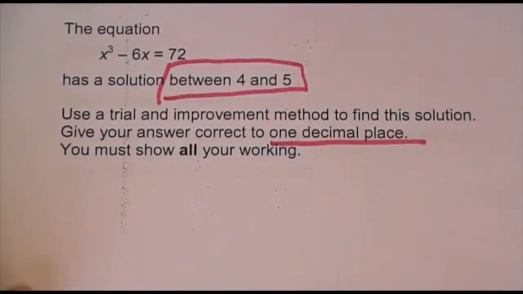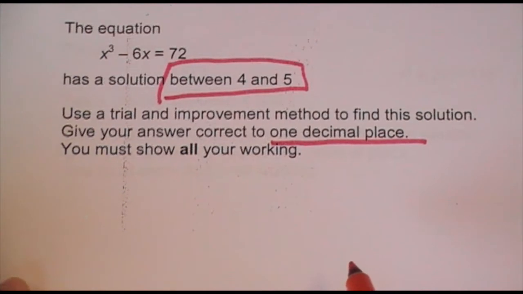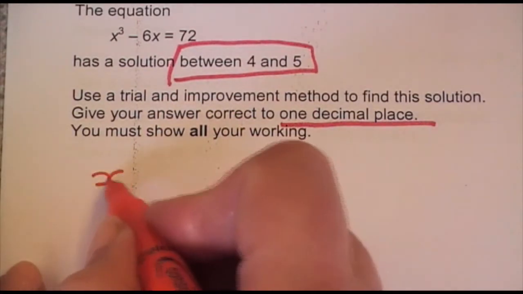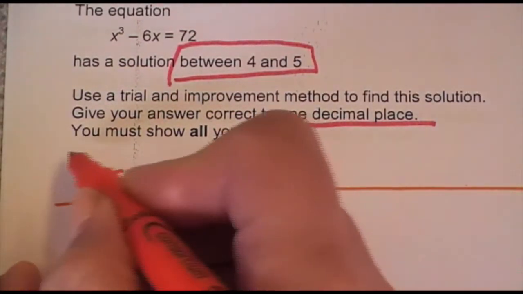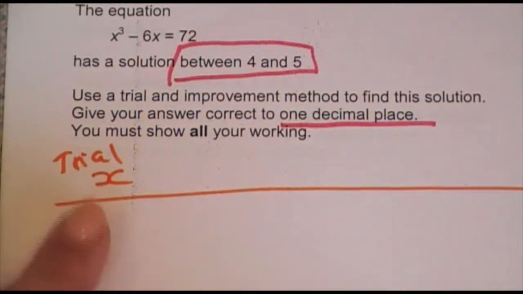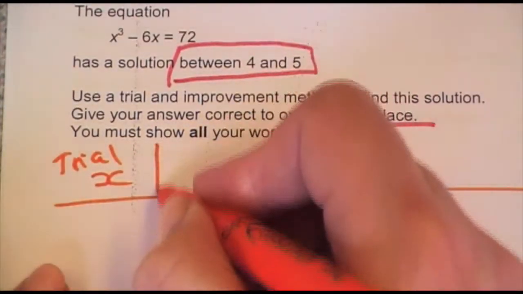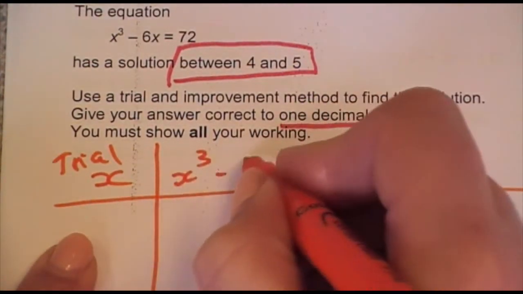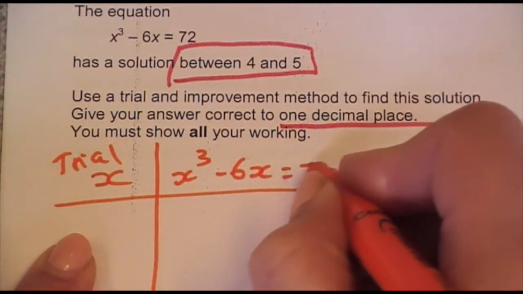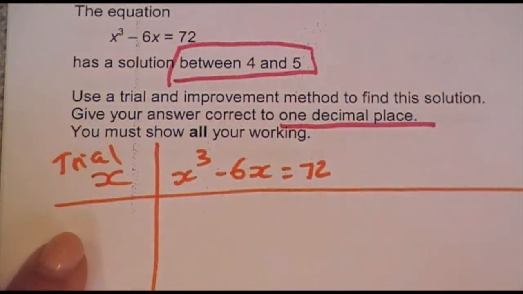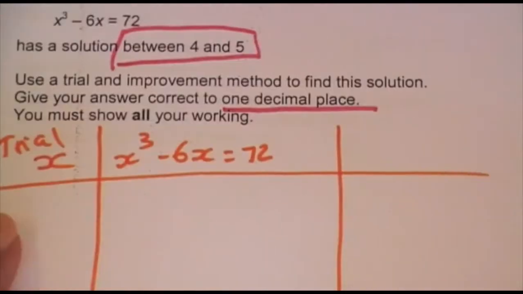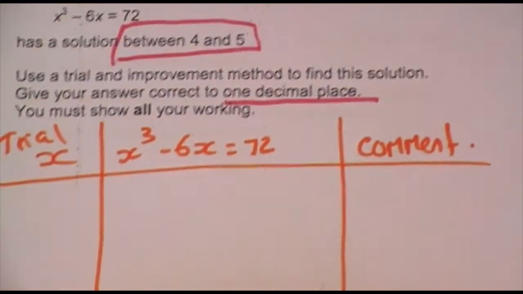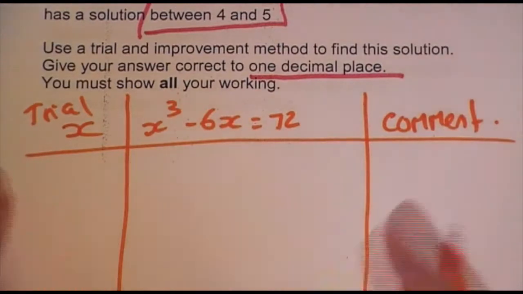Now, in this case, the best thing to use is a table to keep track of what you're trialing, okay? Trial and improvement. And what you're actually trialing is values for x. So this is going to be our trial column, our trial for x. Then whatever we trial for x, we know that x cubed minus 6x is going to have to equal 72. And then this column down here is just for a comment or an evaluation of each trial. Okay, so I've set my table up.